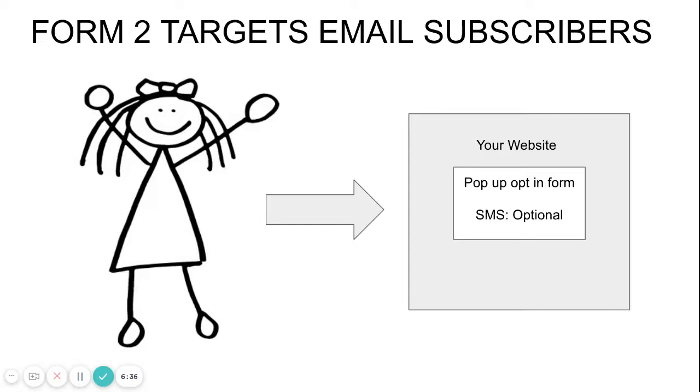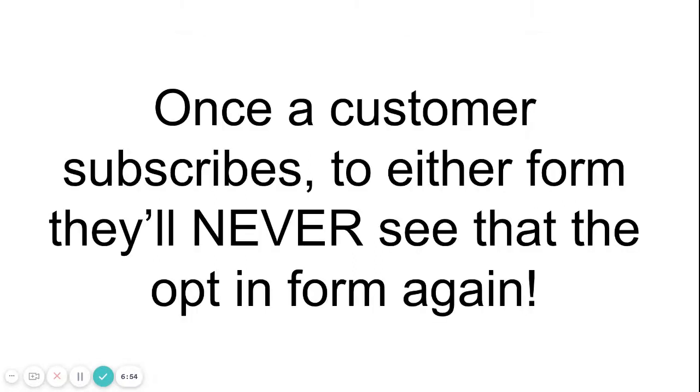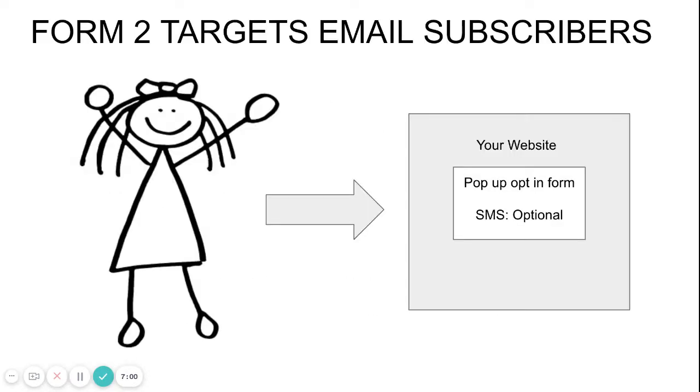This second form is going to be really good if you're the business owner out there that has a massive list just of email subscribers. What you want to do is turn that other form off to those email subscribers. And then with form 2, you just hit them with an SMS-only form. This is great because once a customer subscribes to either of the forms, they never see them again. And the same goes for this one, by the way.